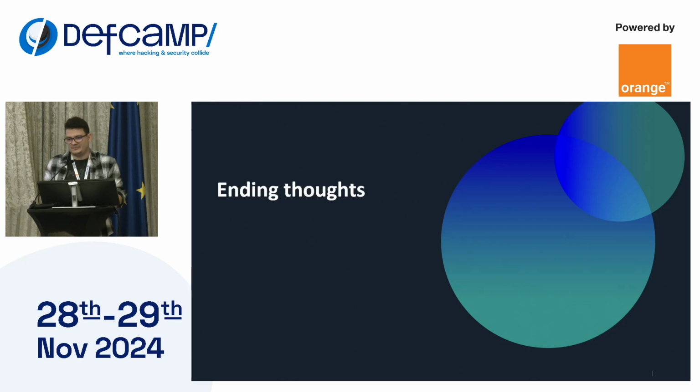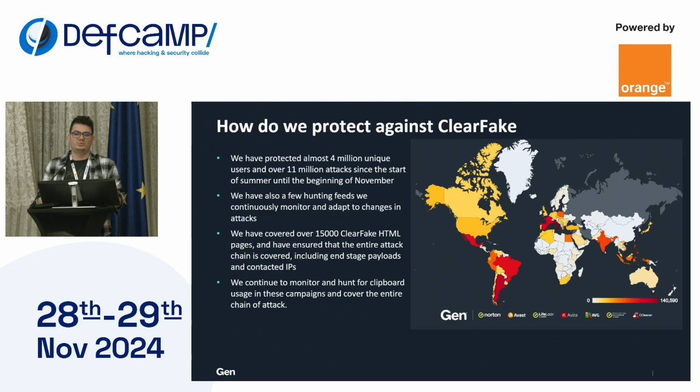Okay, so a bit of marketing now, because why not? So how do we protect users against ClearFake in Gen Digital? So you have some stats over here. Since the beginning, we have protected almost 4 million unique users and blocked over 11 million attacks. Of ClearFake, we have covered over 15,000 ClearFake HTML pages and went up the chain for each one to ensure that the entirety of the chain is detected. End stage payloads, middle stagers, contacted IPs, and so on.